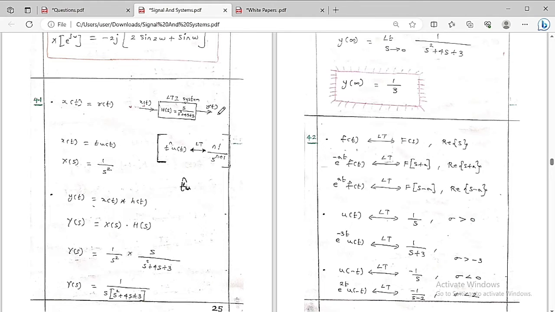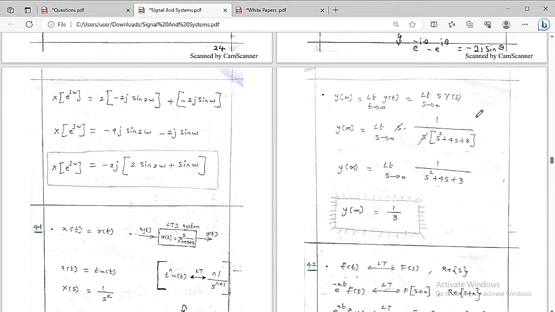So you know y(t) is nothing but x(t) convolved with h(t), where h(t) is the impulse response. And whenever you apply the Laplace transform, the convolution becomes a product in the Laplace domain. Therefore, Y(s) is equal to X(s) times H(s). X(s) is 1/s², and H(s) is s/(s² + 4s + 3). So here s cancels, and we finally get 1/(s(s² + 4s + 3)). This is the output Laplace transform: Y(s) = 1/(s(s² + 4s + 3)).